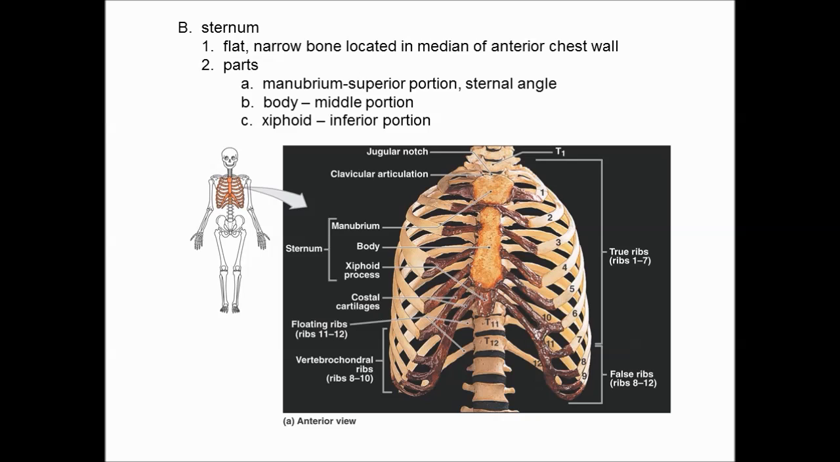The bottom part, or middle part actually, to be specific, of the sternum is called the body. We used to call it the gladiolus because it looks like a gladiola flower, but now they call this the body. So the manubrium, the body, and finally a very small extension inferior is called the xiphoid. So the sternum is actually made up of three portions: a manubrium, a body, and a xiphoid. Some people call it the xiphoid process.